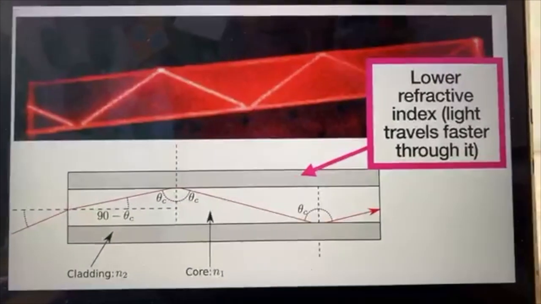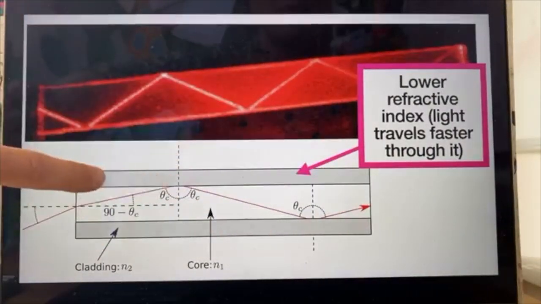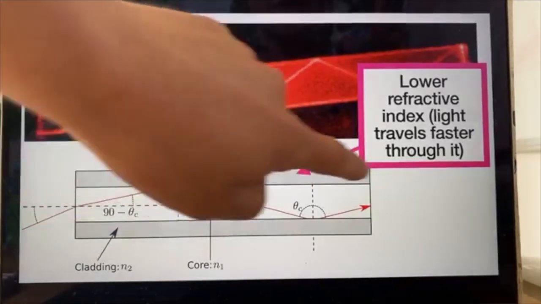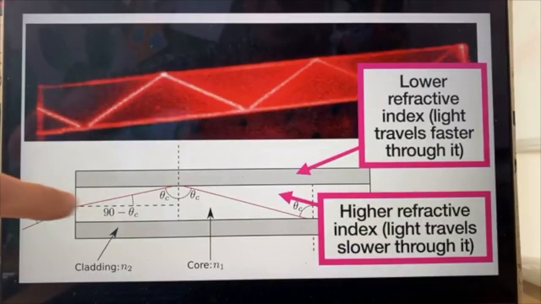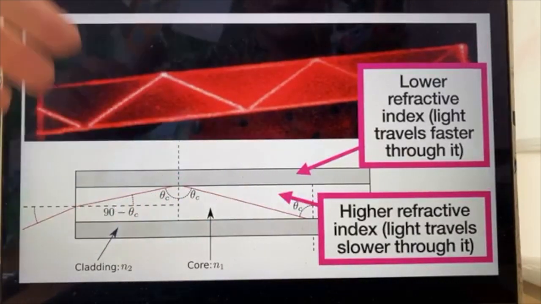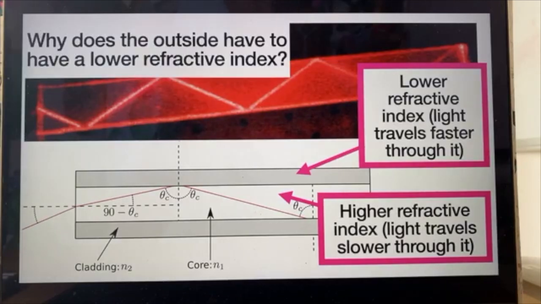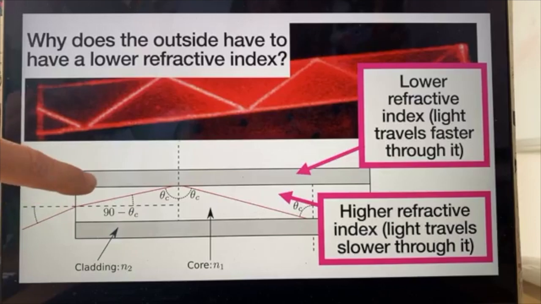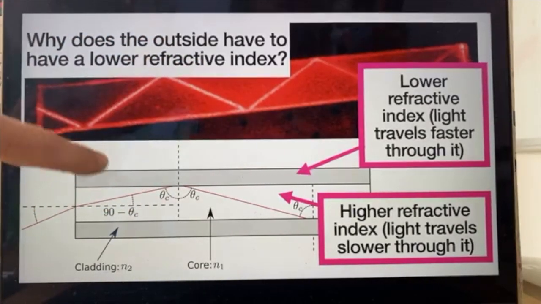Here we go. So the outside of the tube, the optic fibre, has got a lower refractive index. It allows light to travel faster through it. And the middle of the tube has got a high refractive index. Light travels more slowly through it. I'm a bit worried I'm going to scare some of you off here, but I thought this question was worth asking, because they might ask you this in the exam. Why does the outside have to have a lower refractive index?